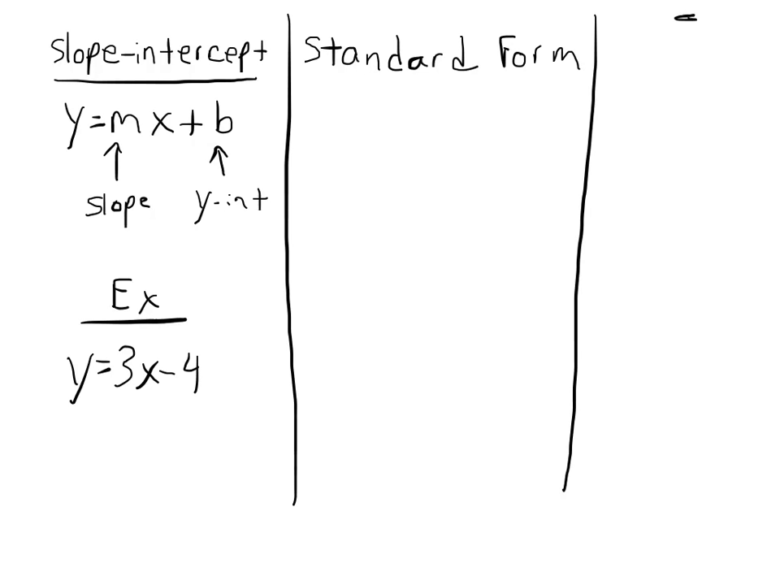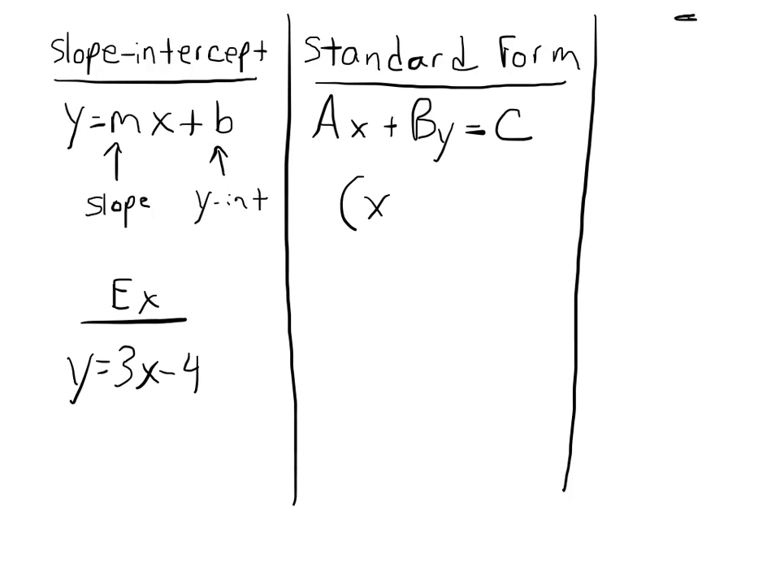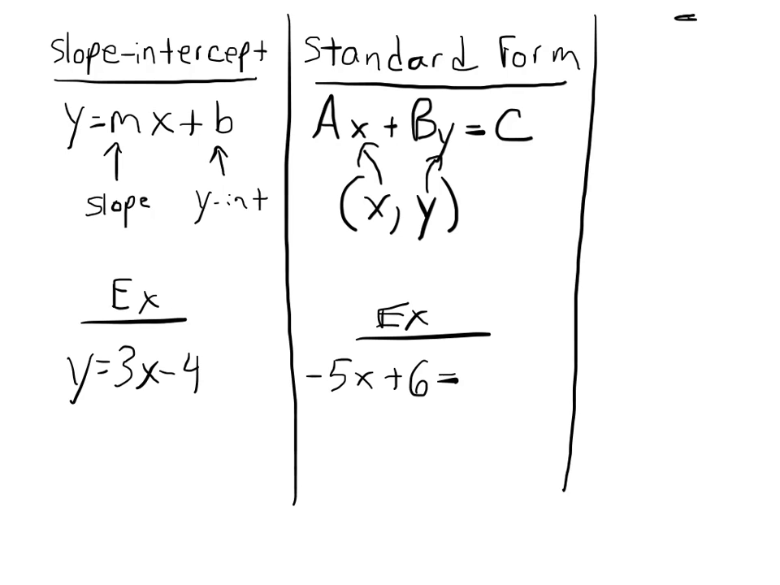Second common form of a linear equation, again, forms a straight line, is called standard form. Okay, standard form equations look like this. This is the format: ax plus by is equal to c. Now, if you have an ordered pair, this is the x and the y. An example of this would be negative 5x plus 6y is equal to 7.